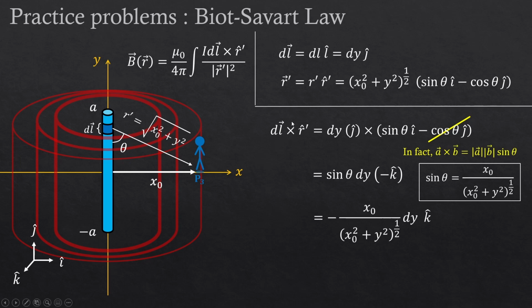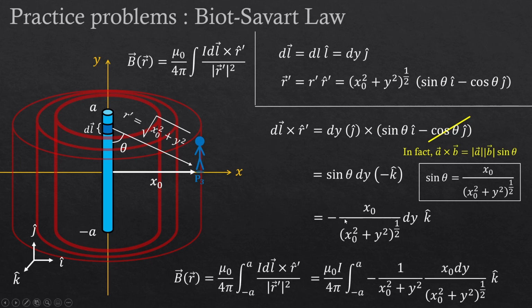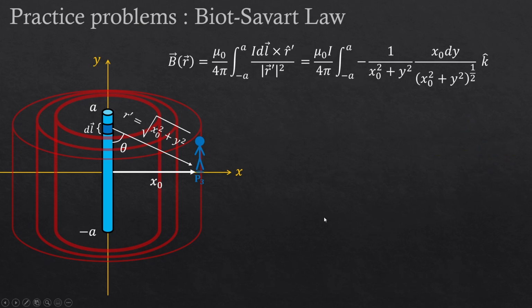So this dl cross r prime is done. So if we plug in our expression, we'll get this. Take your time to write all these down. So we got up till here, and let's just simplify a bit.